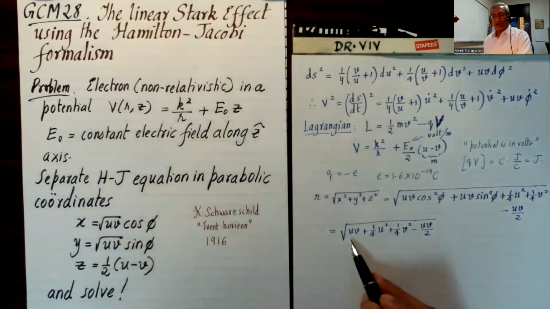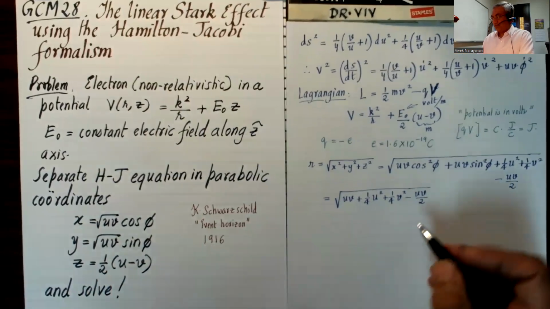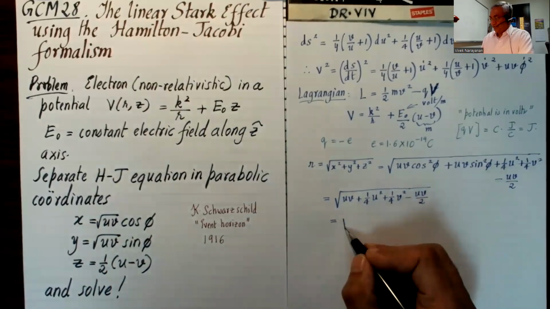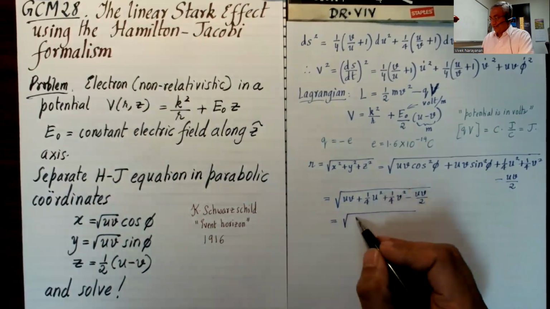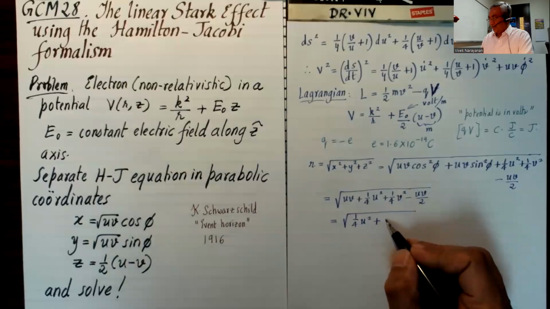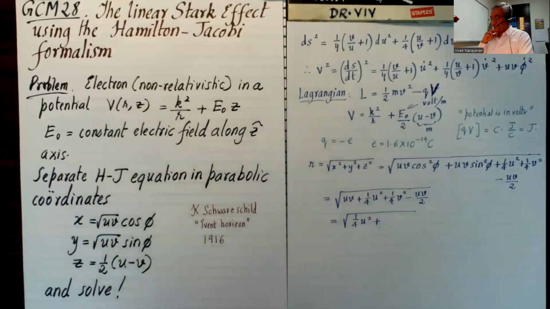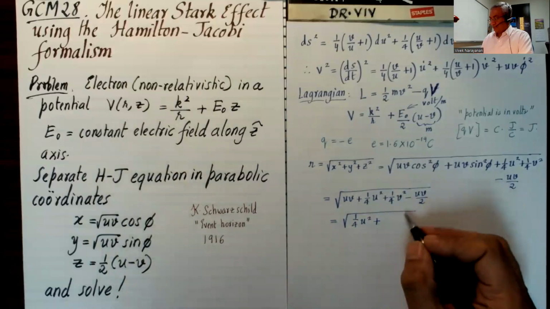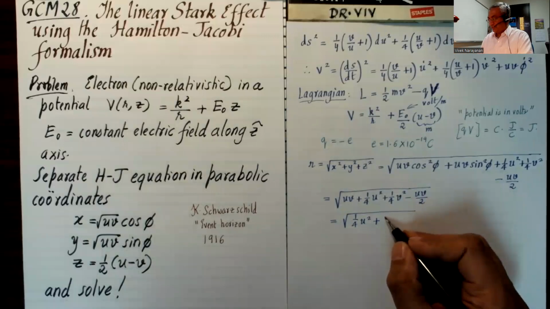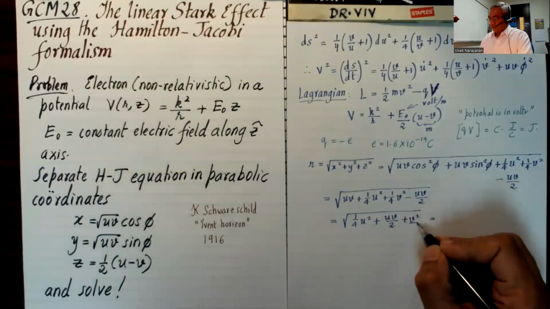Well, there's a uv there, and there's a uv over 2 here, so we can combine them together. So this gives me the square root of 1/4 u squared plus uv over 2 plus v squared over 4.